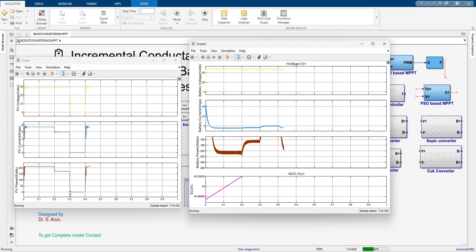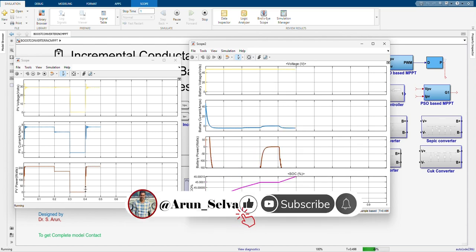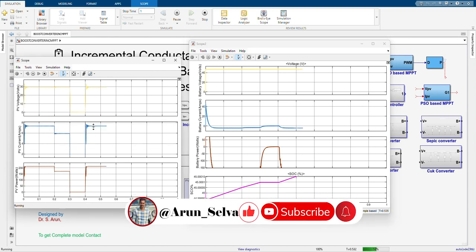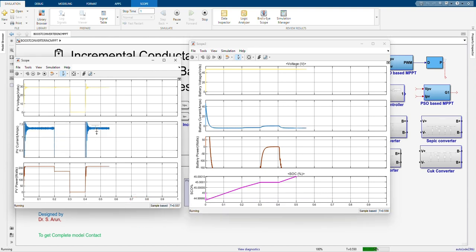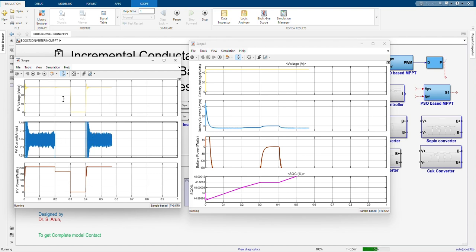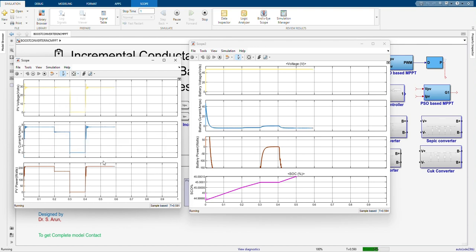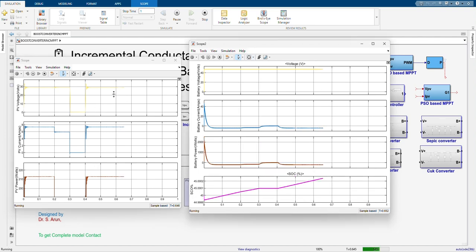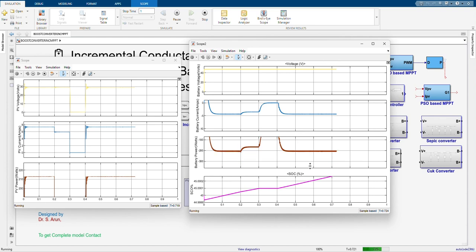At 0.3 seconds, the irradiance reaches 0. At that time, there is no power. Then when it reaches 0.4 seconds, once again the irradiance changes to 1000. Therefore, the maximum current extracted from the PV panel is equal to 7.35, so we get the maximum power up to 215 watts. This is the PV panel curve, and this one is the battery curve. You can see the difference for different irradiance levels.